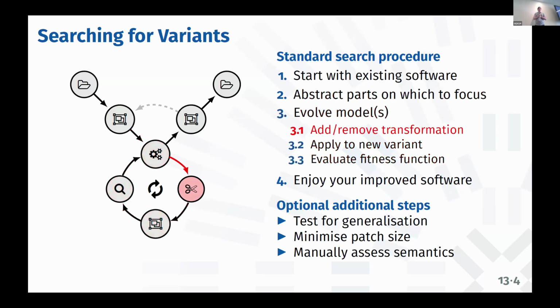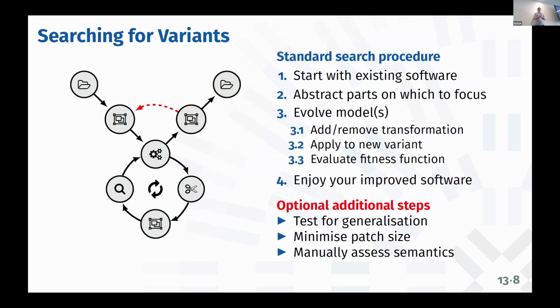And evolution will be generating a new transformation or removing a transformation for regularization. Apply that transformation, apply that list of transformations to get a new software, test it, see if it's better or not, and continue that until the end. At the end, we have the best version of what we could evolve.